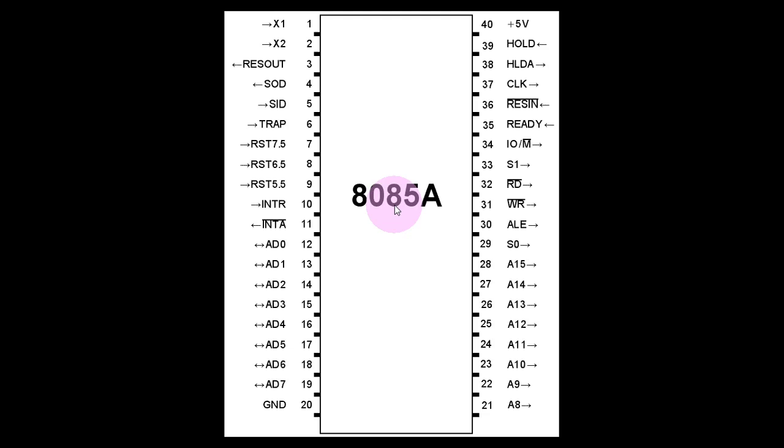Vectored interrupts have a predefined address at which location that code for execution is written. That code may be changed by the user, but the location at which that code is written is predefined. So trap, reset 7.5, 6.5, and 5.5 fall in that category. They simply mean that it's a vectored interrupt. However, INTR is not a vectored interrupt. It's a non-vectored interrupt. It does not have a predefined address. The user has to give that address. So we will see that when we do our programming task, right?